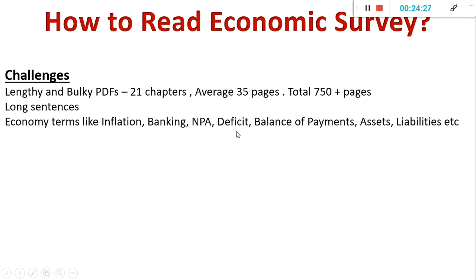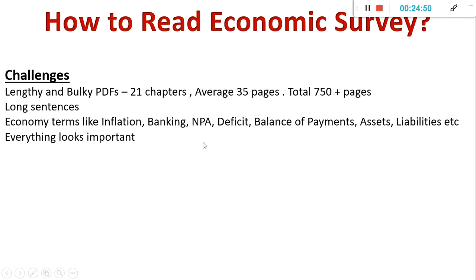And it'll have all these terms: inflation, banking, NPA. NPA means non-performing asset, deficits. Okay, fiscal deficit, revenue deficit, effective revenue deficit, trade deficit. There are many deficits. Budgetary deficit, then balance of payments, assets, liabilities. These terms will be there. So unless you do economics theory, maybe you will not understand some of the things, but it's still okay. The stories will be clear only.